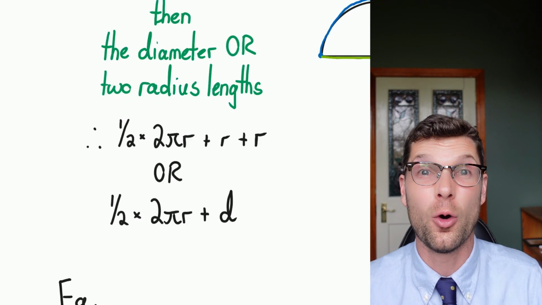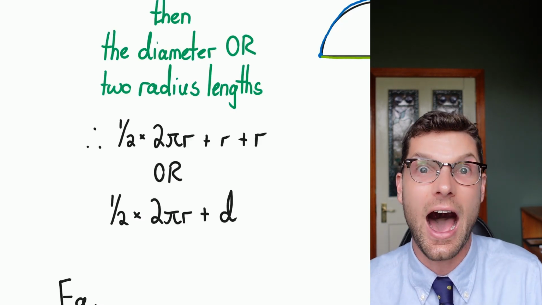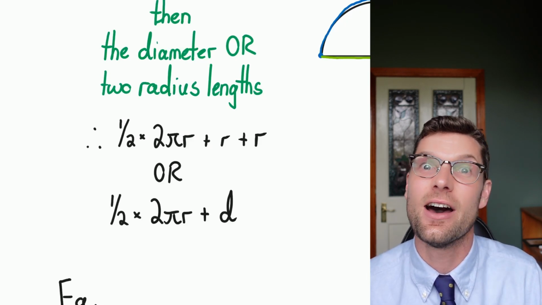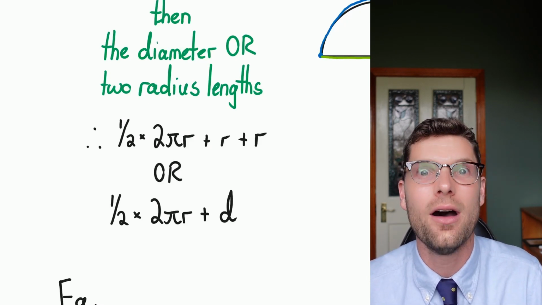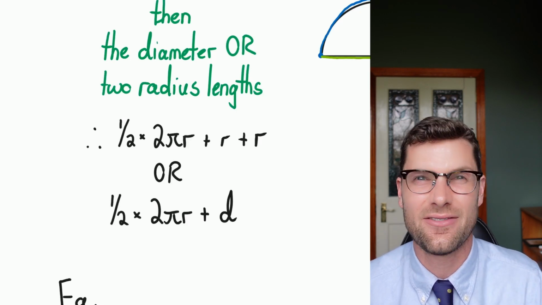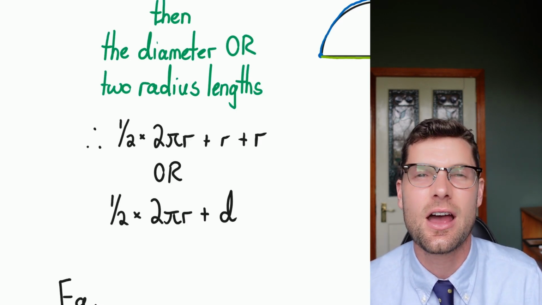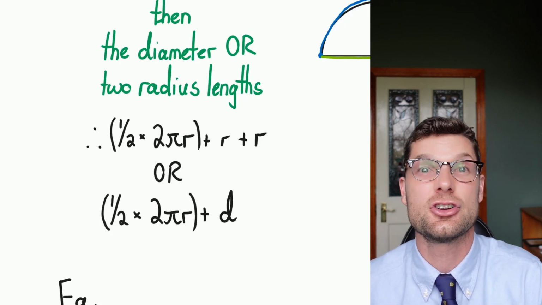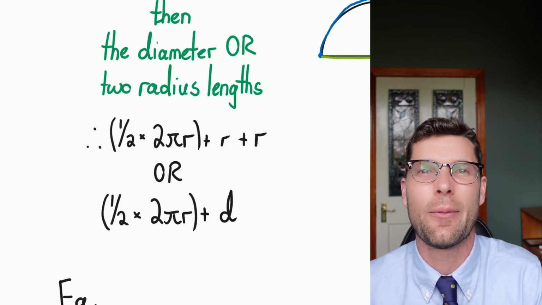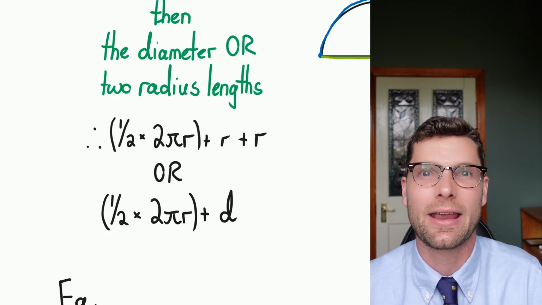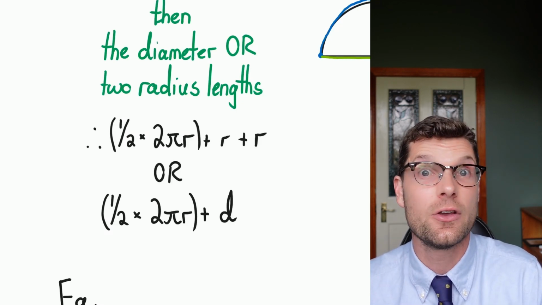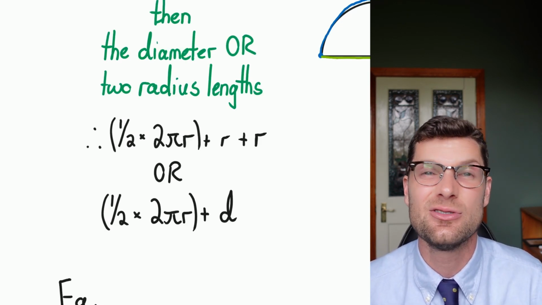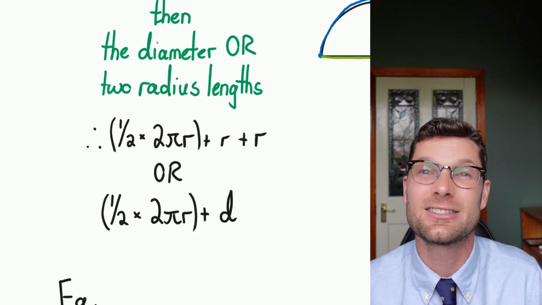So if we're having a look at the formula, it's exactly that. A half multiplied by the circumference, or 2 pi r, plus either radius plus radius or plus the diameter. Whichever one's given in the question is good enough to use. I do like to throw brackets around my circumference bit just to make sure I can show the teacher I know exactly what I'm talking about, just in case I do something wrong in my calculator. The calculator will give you the correct answer if you don't put the brackets in, but it's just a good habit to get into, just to make sure you're getting all those marks that you deserve.